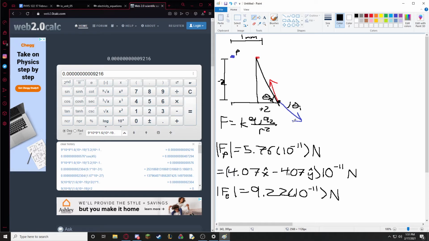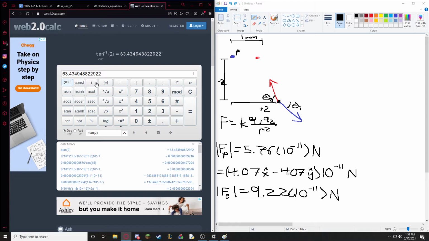Everyone remember SOHCAHTOA. Tangent is opposite over adjacent. Our opposite here is 2. Our adjacent here is 1. So tangent of theta is going to be 2/1. So we would take the inverse tangent of 2/1, and we get an angle of about 63.4 degrees.